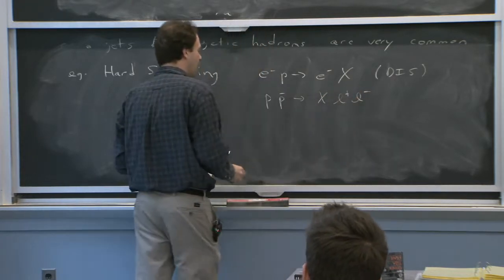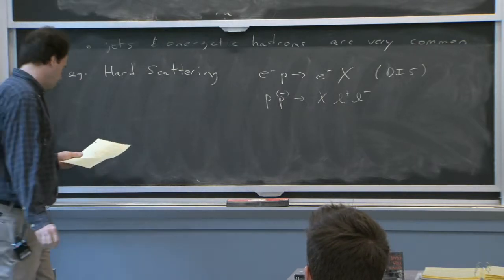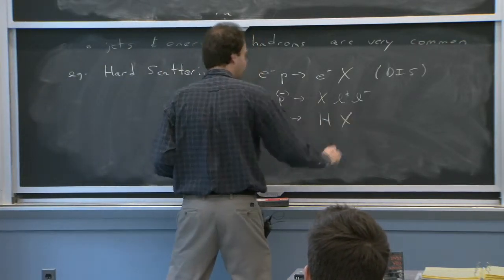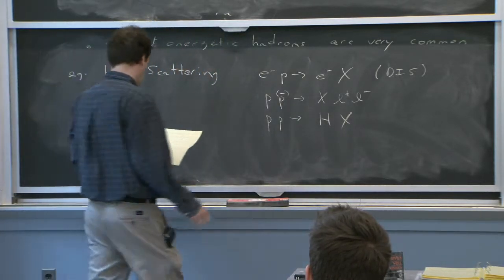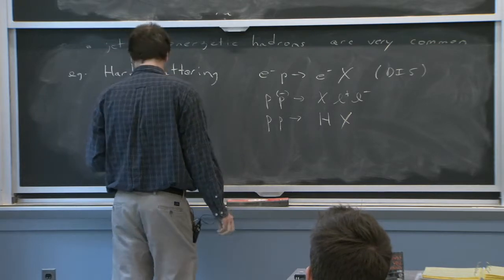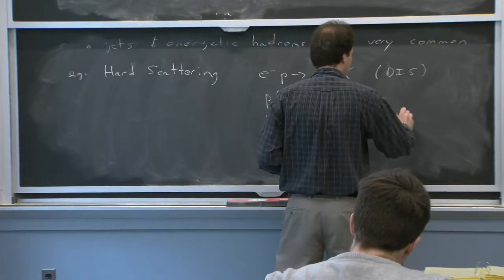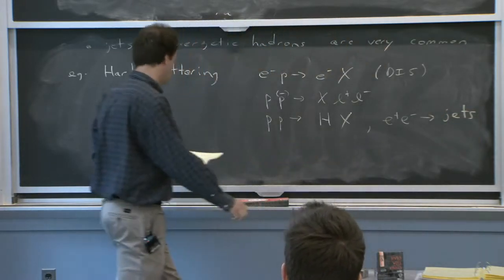You could do Drell-Yan with either protons and antiprotons or protons and protons. You could do Higgs production, and people use this effective field theory to study Higgs production at the LHC. You could do, by way of trying to make the examples more varied, e+ e- to jets. This is another thing that the effective theory is used for.